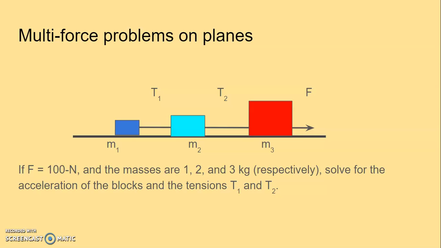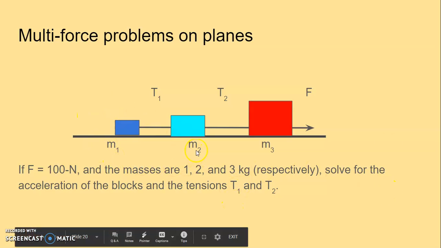In fact, if we keep going, let's take a look at multi-force problems on a plane. Something like this looks enormously complicated, but if you break it into free body diagrams, friends, I promise you it's not so bad. So here we've got some force off to the right that's pulling on 3 blocks separated by strings. There's 3 masses. We got M1, we got M2, and we got M3.